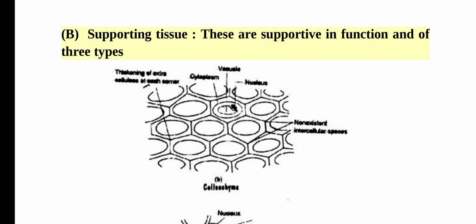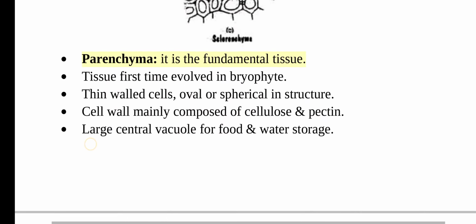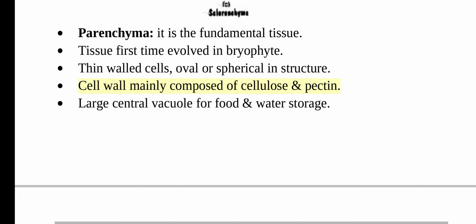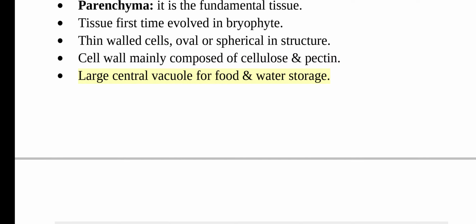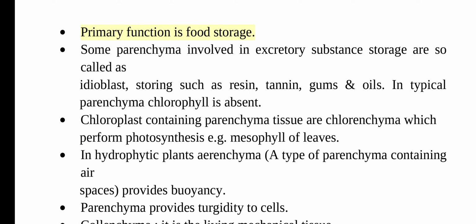B. Supporting tissue. These are supportive in function and of three types. Parenchyma. It is the fundamental tissue. Tissue first evolved in bryophytes. Thin-walled cells, oval or spherical in structure. Cell wall mainly composed of cellulose and pectin. Large central vacuole for food and water storage. Primary function is food storage.